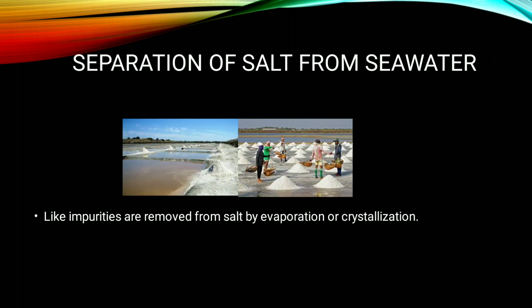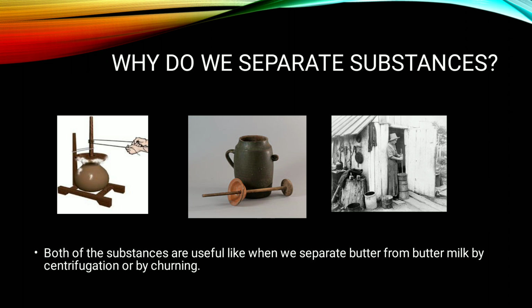Salt can be separated from seawater, so also the impurities present in the salt can be removed by the process of evaporation or crystallization. Now, you must have seen this at home that your mother makes use of the cream and separates by the process of churning. She separates butter from buttermilk. Butter is makhan. Buttermilk is your chhach.